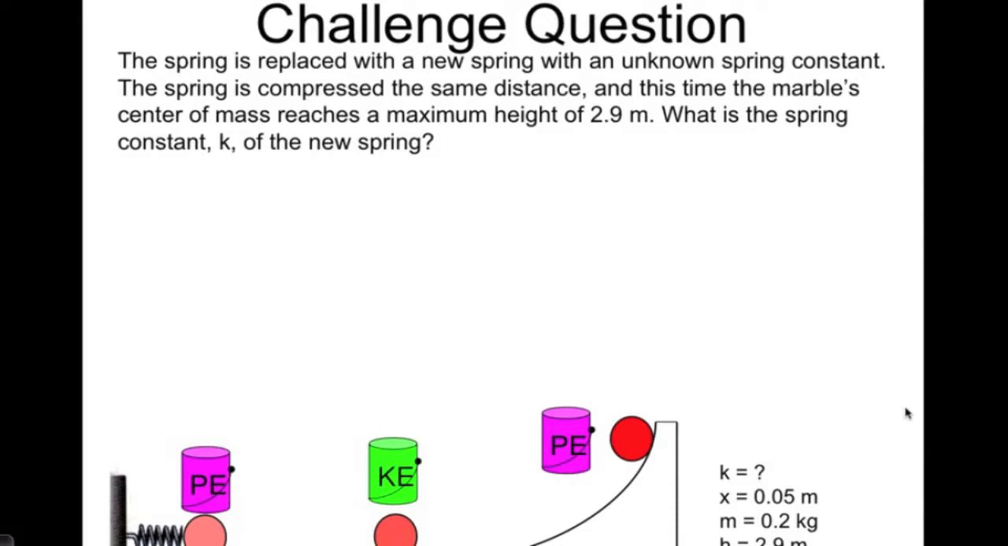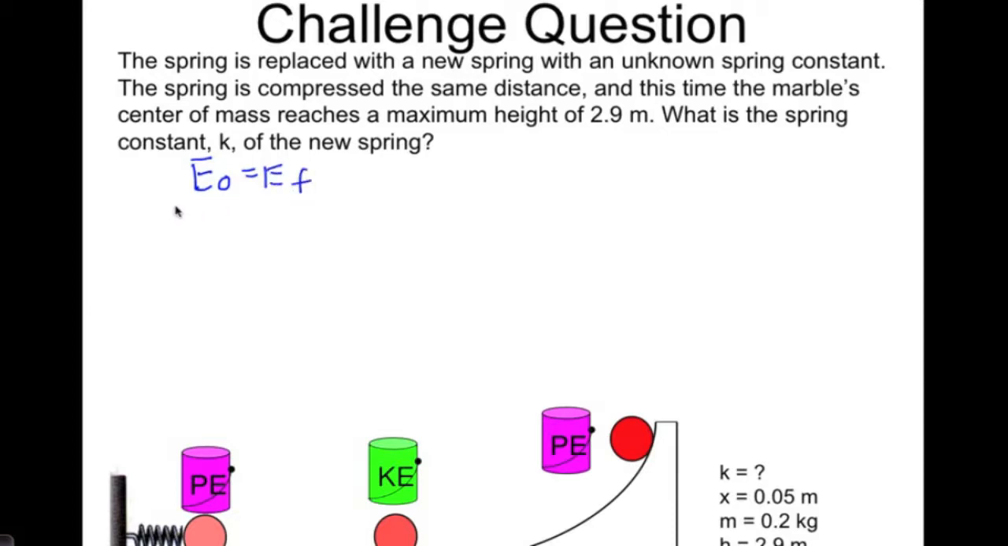Okay, now we're going to do the challenge question. This time we're replacing the old spring with a new spring. So we don't know its spring constant, but we do know the max height. So let's set our energy equation up similar to the last one. Energy initial equals energy final.